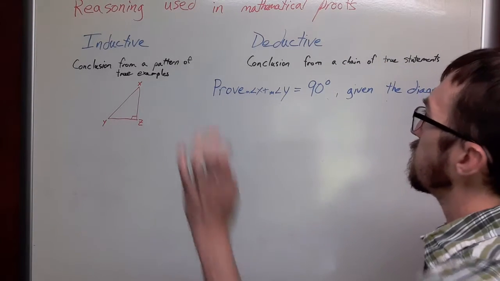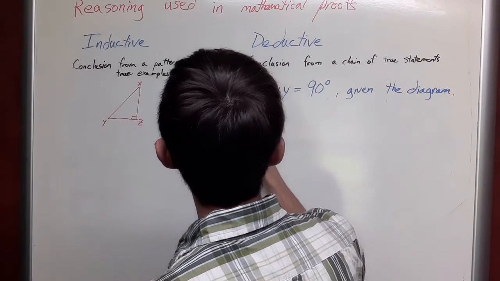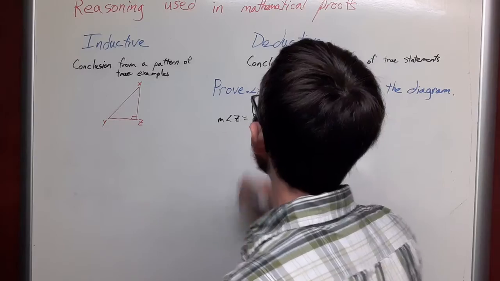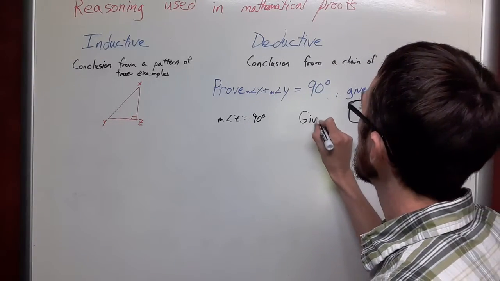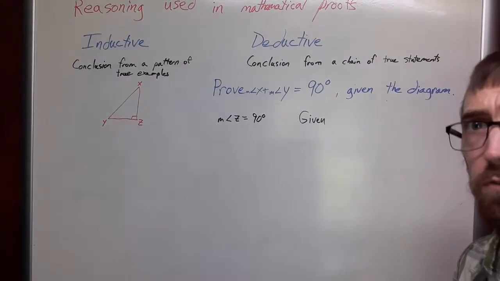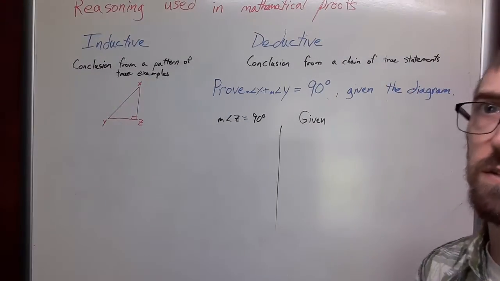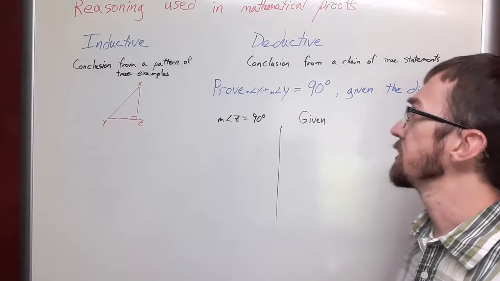So what do we know? Well, we've just discussed the measure of angle Z is 90 degrees, and that's a given. And the way I'm going to walk through this proof is as a 2-column proof. This is something that's commonly seen in high school geometry.